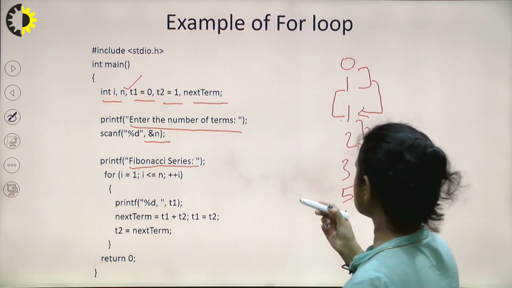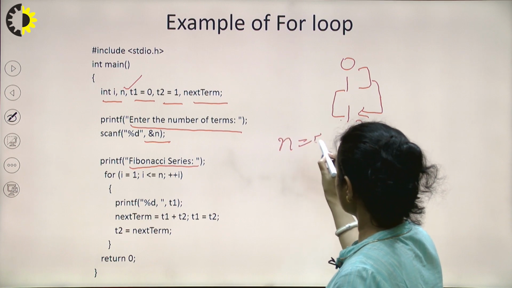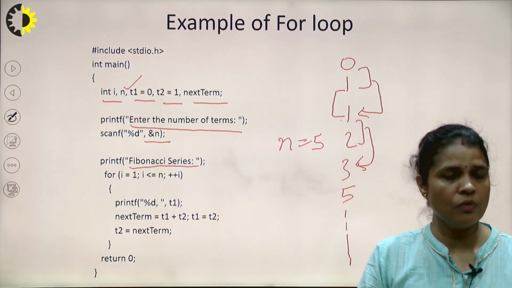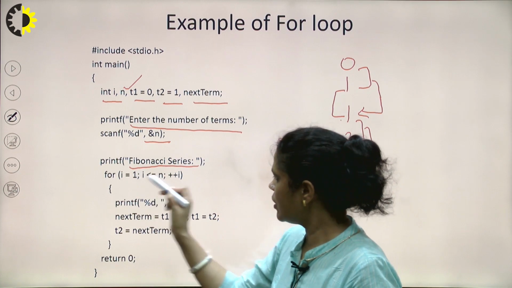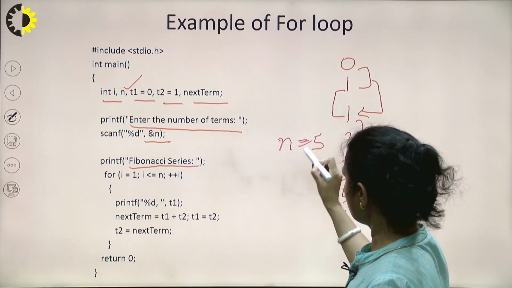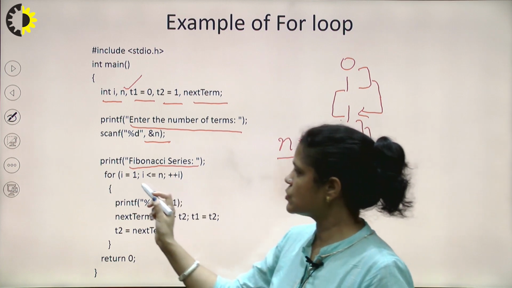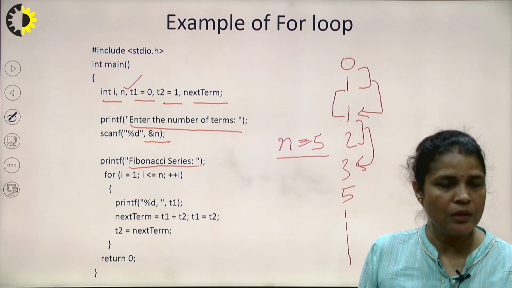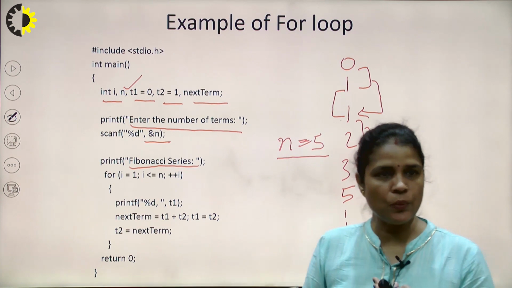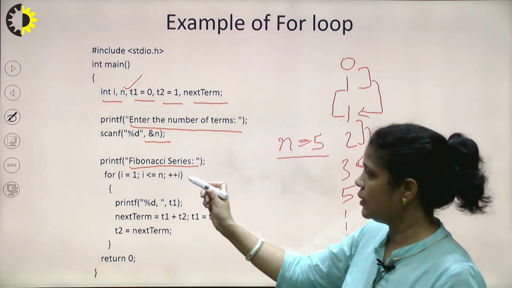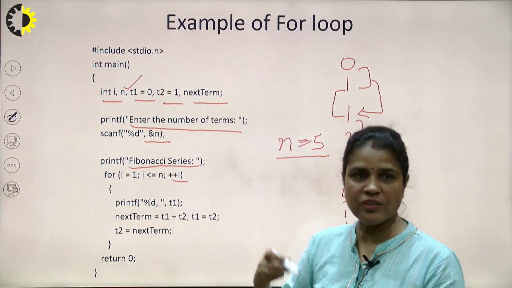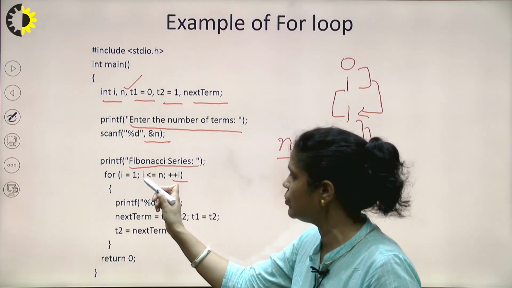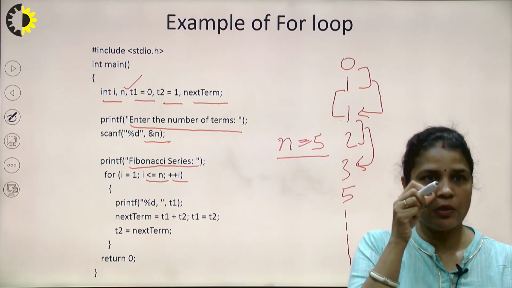Let's suppose the user is telling n is equal to 5, right? So this loop will run 5 times, because we need to print 5 terms on the screen. So we will initialize i is equal to 1. The first term will be printed when i is 1, the second term will be printed when i is 2, because we are updating i after every iteration. In this way we can print up to 5. So we need to put a condition here: what? i should be less than or equal to n.